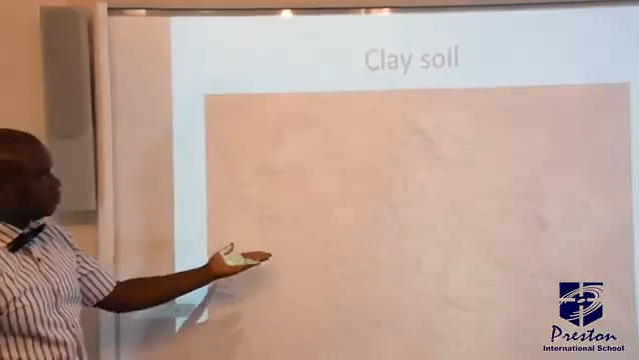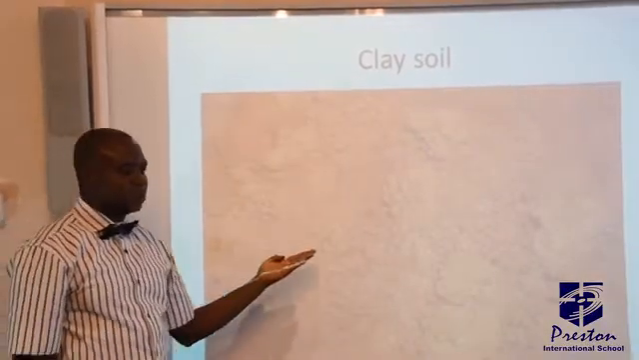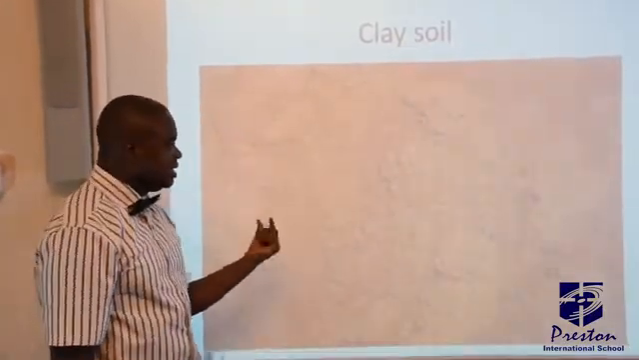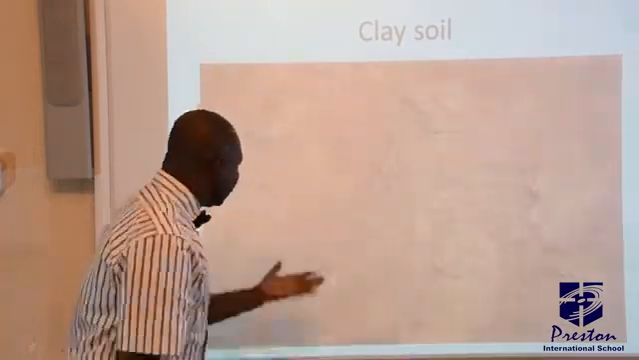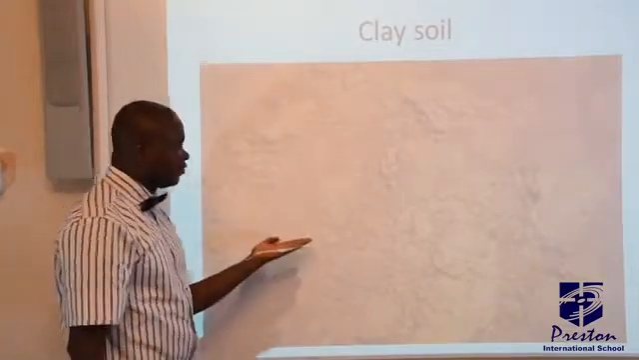This is a type of soil. We have clay soil. Clay soil, as it were, contains compact particles. The particles of clay soil are compact, that is, they are close. They are very, very fine. They have fine, closely compact particles. So clay soil is not very good for farming.